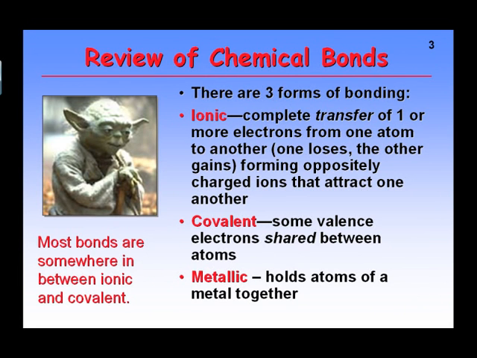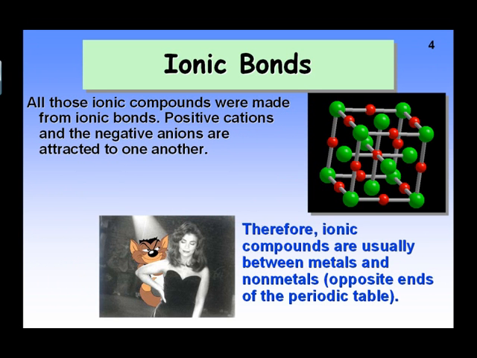So let's just take a brief look at ionic bonding. Ionic bonding, as I said before, is the positive and negative ions coming together. What you form basically in a solid ionic compound is the crystal lattice that you see on the screen there, the green and the red pieces held together. Ionic compounds, therefore, are usually between metals and nonmetals because we're looking at oppositely charged particles. So an element from the left side of the table combines typically with an element from the right side of the table.